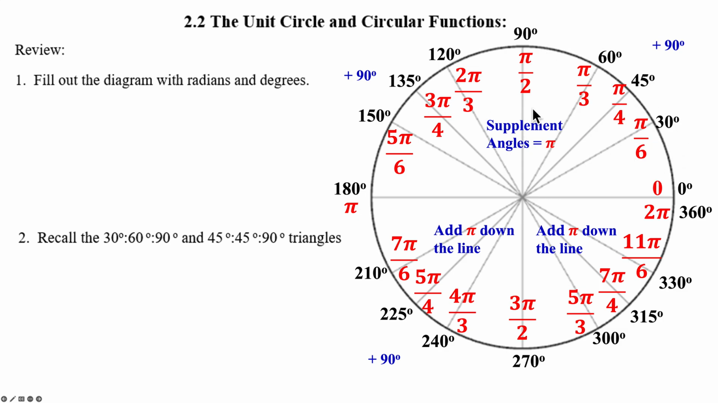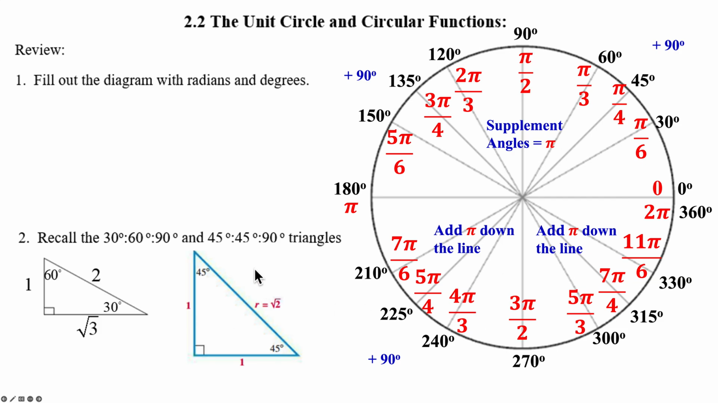Now, the next thing we're going to do is start talking about the actual coordinates of all these points on the circle as they're referenced to the xy coordinate plane. So we're going to need our two special right triangles to build our sine and cosine ratios.